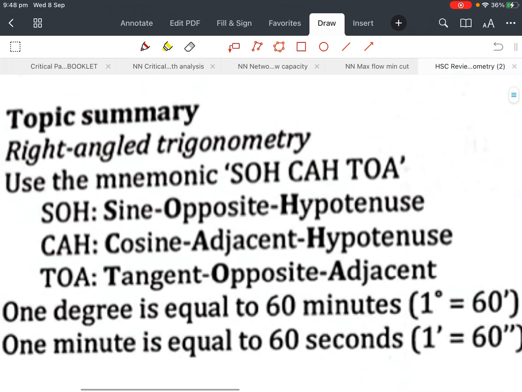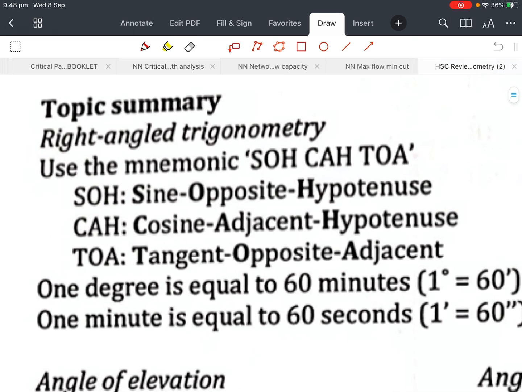If you have a right angled triangle, you're going to use SOHCAHTOA. Sine is opposite over hypotenuse, cosine is adjacent over hypotenuse, or tangent is opposite over adjacent.